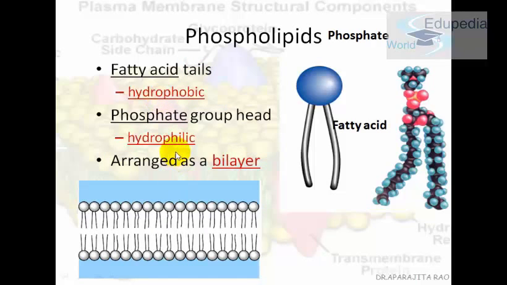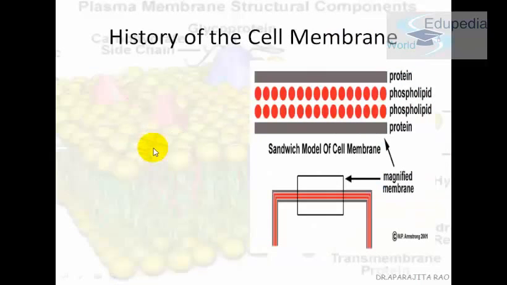I'll give you a quick tip on how to remember which is hydrophobic and which is hydrophilic. If you remember, there was an experiment we did in our lower classes. If we put oil on a film of water, they don't mix together. Oil keeps on floating over the water. Fatty acid is nothing but oil or any fat. Oil hates water. It is hydrophobic. That's why it does not mix with water. So you'll know fatty acid is hydrophobic and phosphate is hydrophilic in nature.